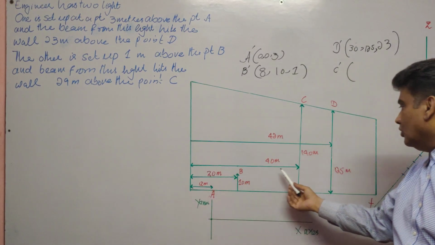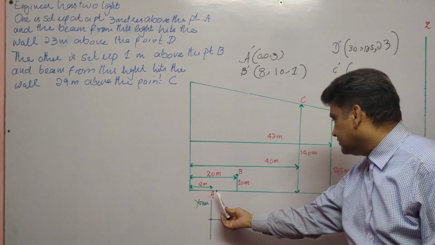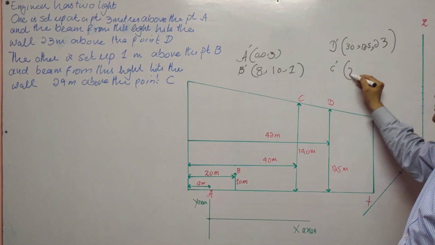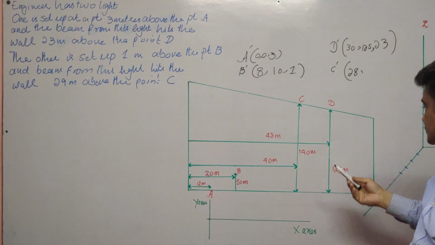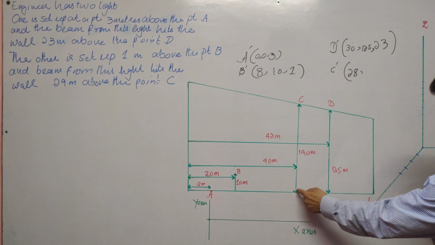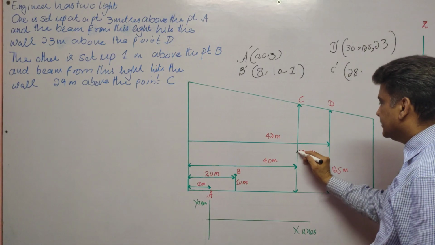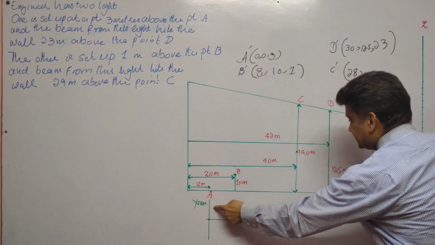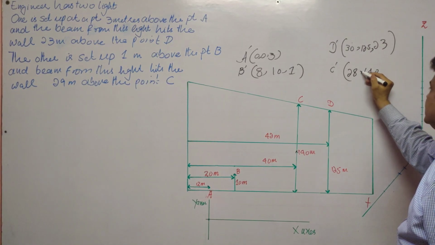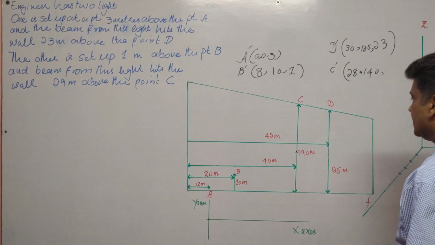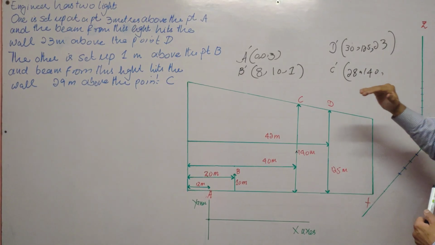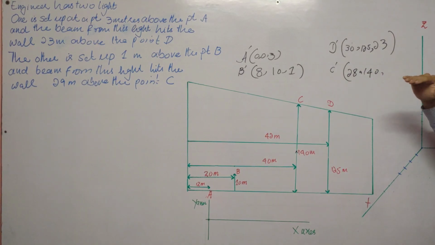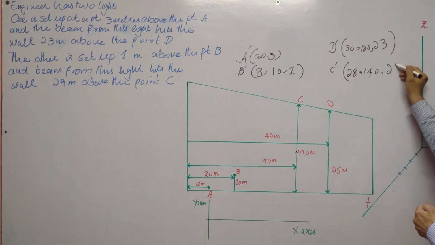Total distance from here to here is 40 minus 12. Subtracting 12 from 40, we get 28. And this vertical distance along the y-axis is 140. After this, point C prime is 29 meters above point C. So 29.